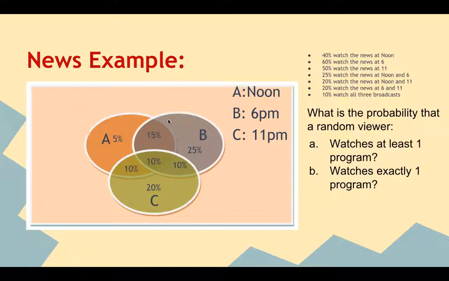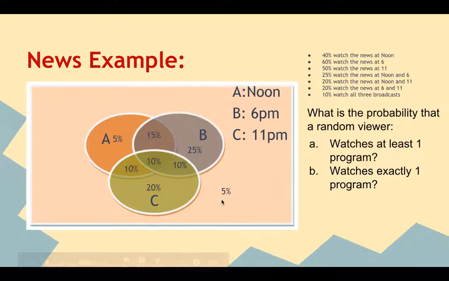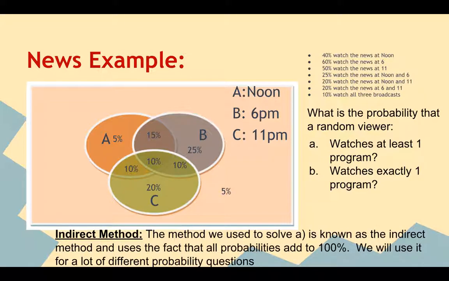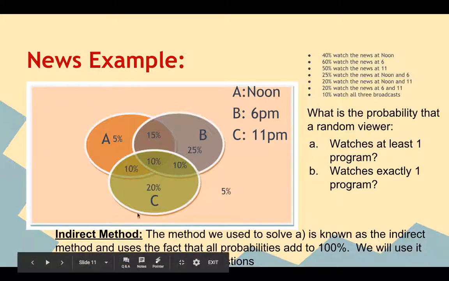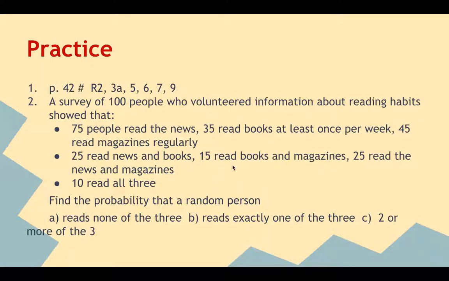Then we count all this percentage, add up, and figure out how much we have. And notice that we only have 95% accounted for now. So there's going to be 5% that don't watch at all. For watching at least one program, you could use the indirect method, where you take away the 5%. If you're part of that 95% group, you could say 100 minus 5. And watching exactly one is just this 25 and 25 together. And these are some questions that we will actually do together in class.